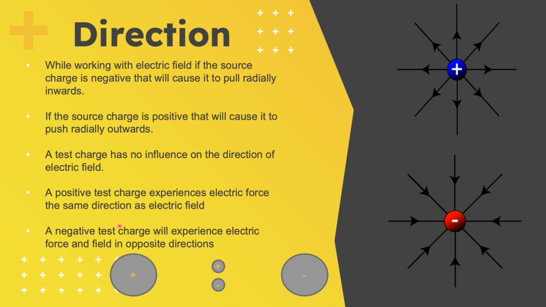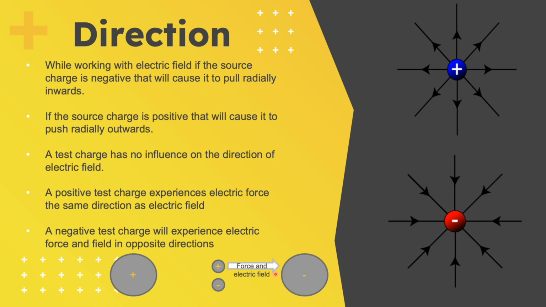So now let's look at this. A positive test charge experiences electric force and electric field in the same direction, as shown in this diagram below, because a positive test charge is attracted to the negative source charge, and a negative source charge also has an electric field radially inwards.